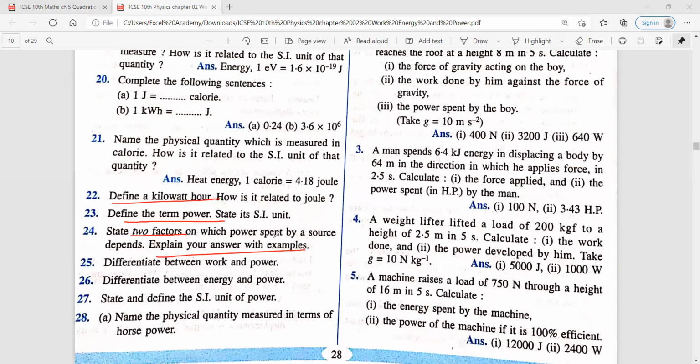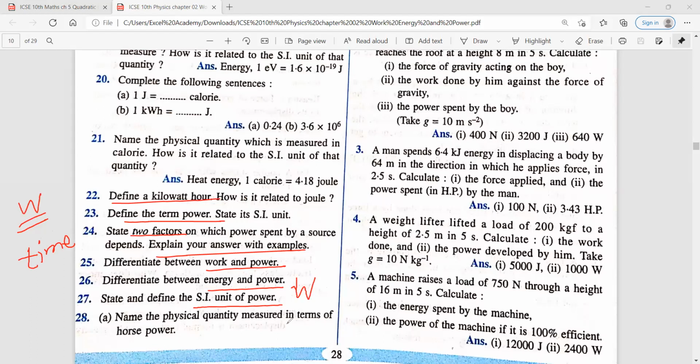Sir, work done, time taken. Correct. Work done by the source, amount of work done or amount of energy spent, and time taken. Good. Differentiate between work and power, we have done this. Energy and power, again done. SI unit of power is watt. State, म्हणजे define करायचंय.